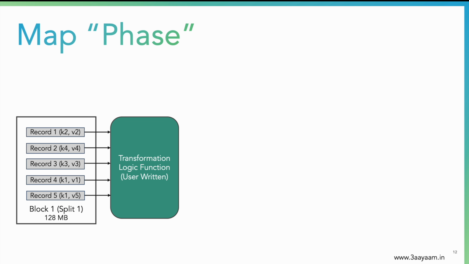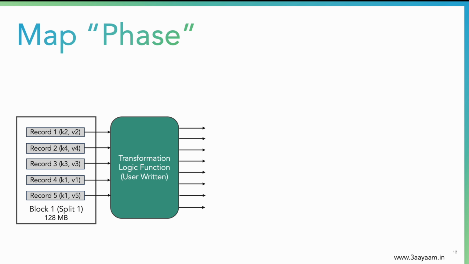So what you want to do is create multiple rows depending on the product items in the order. In that case, the number of output records would be more than the number of input records. So the map phase applies the transformation logic written by the user on each row and emits either the same, fewer, or more records.